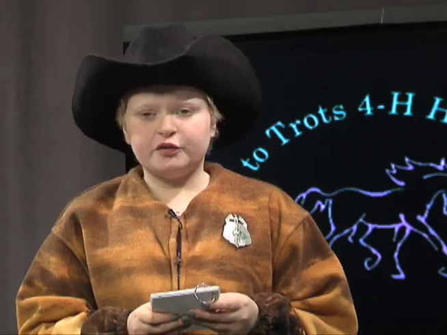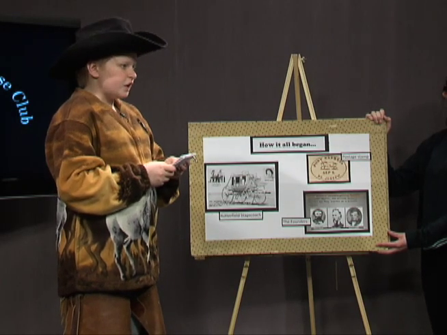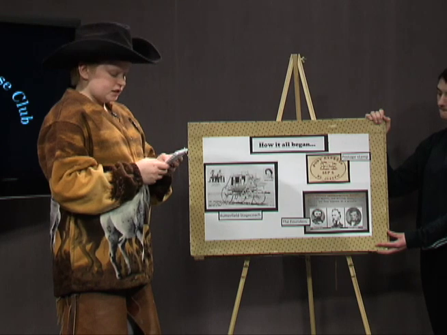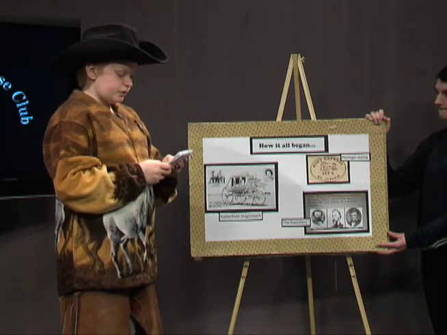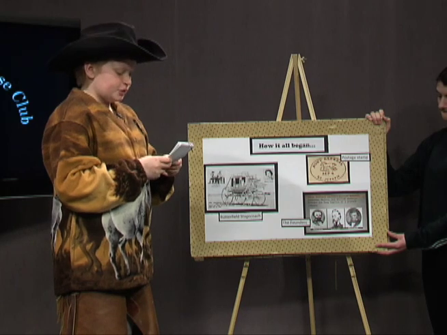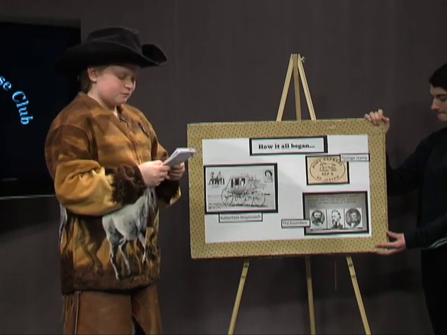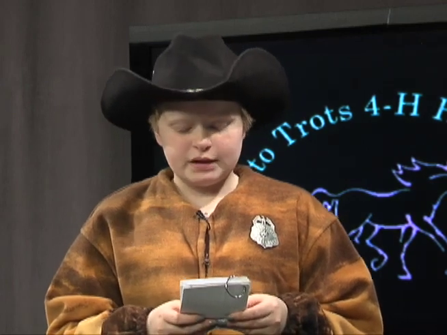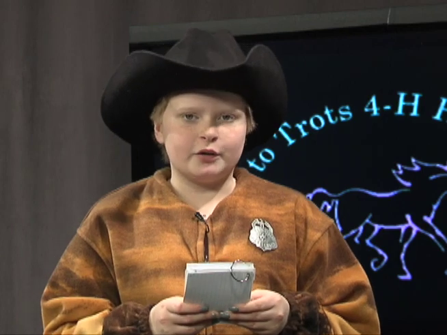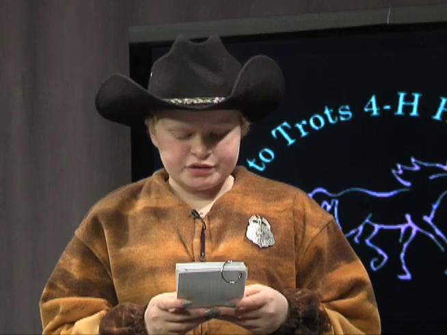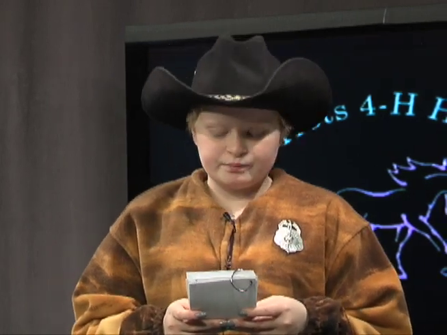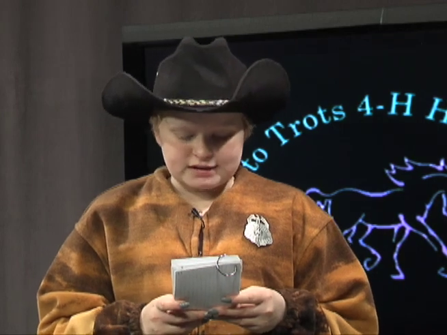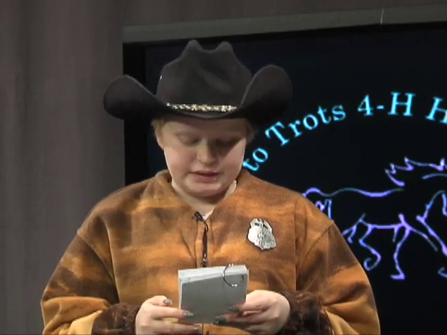Due to the failed Butterfield route, Russell, Majors, and Waddell devised their plan to keep the Pony Express route in the north and shorten it by nearly 700 miles. The new and improved route would start in St. Joseph, Missouri, and end in Sacramento, California. In January 1860, Russell, Majors, and Waddell set up their new corporation, the Central Overland California and Pikes Peak Express Company. And that is how it all began.